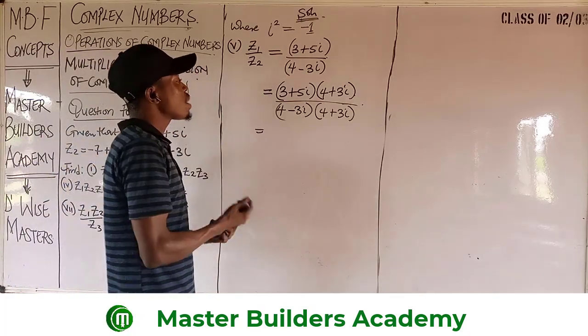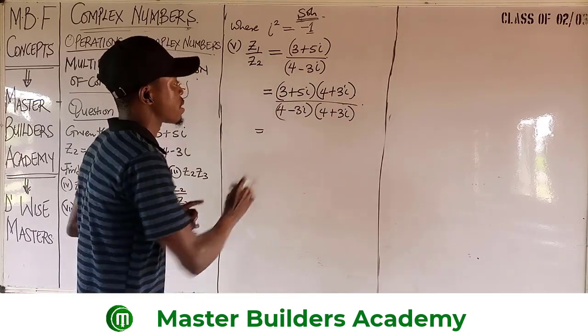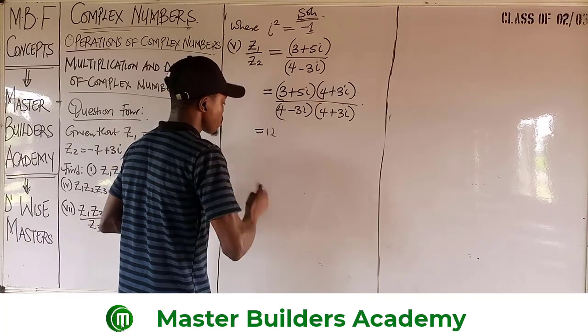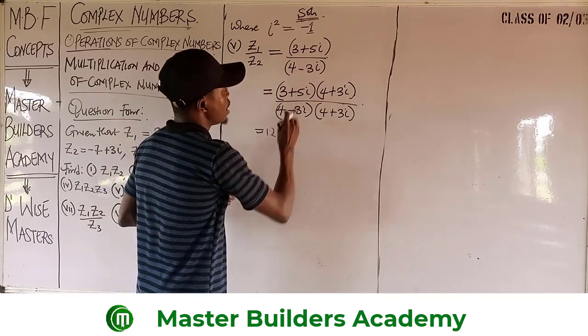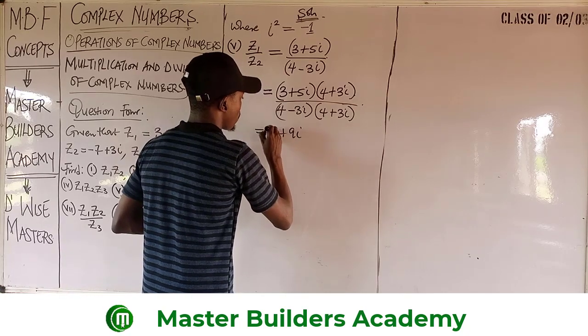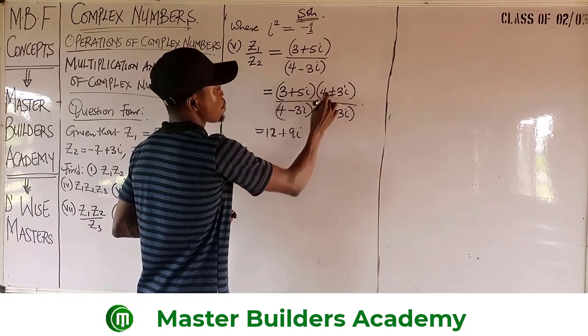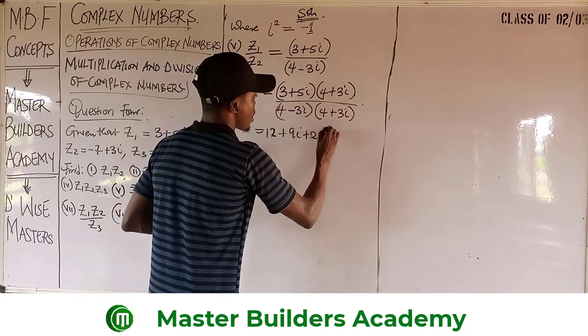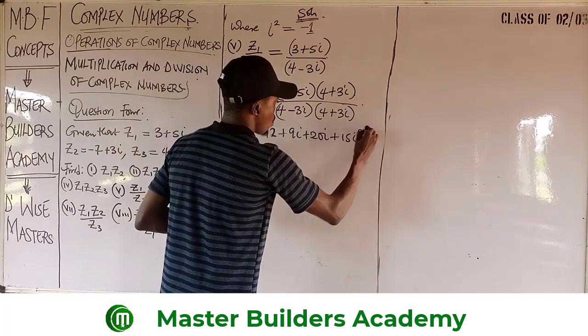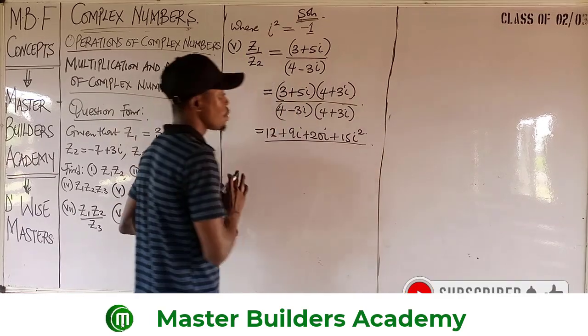So from this point, all we just need to do, like we have it here now, is we multiply this. 3 multiplied by 4 will give us 12. You all know this, right? Then 3 multiplied by this will give us 9i. Are you there? Then 5 multiplied by this will give us 20i. And then 5 multiplied by this will give us plus 15i squared. All over. And the denominator is the same thing.